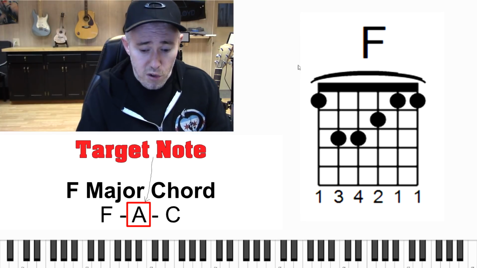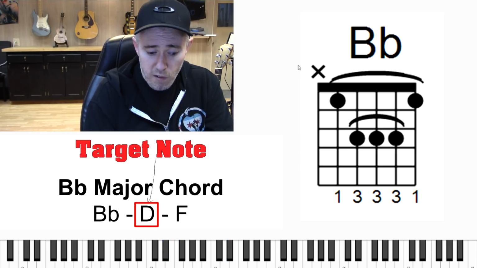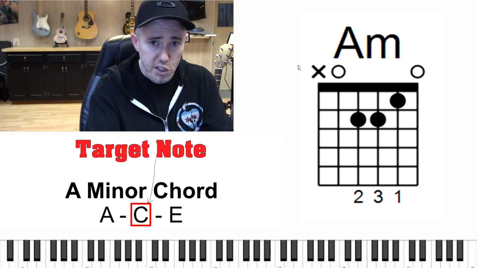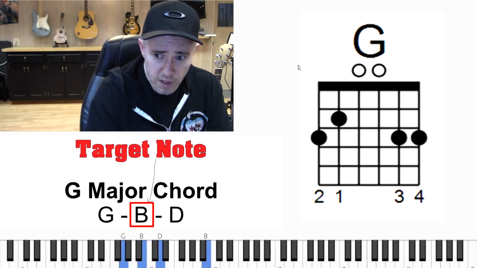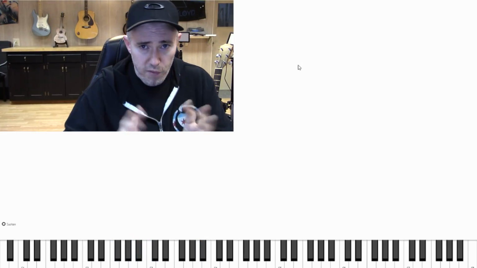Perfect example of chord tone targeting. Right on the B flat chord, right on the A minor chord, right on the G major chord, right on the F major chord. Perfect chord tone targeting examples.